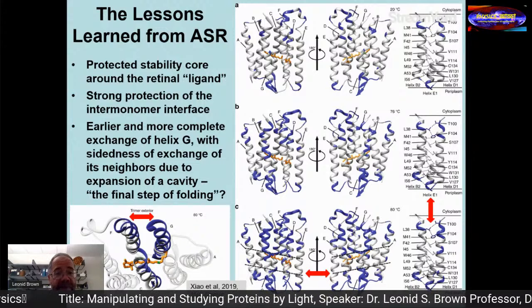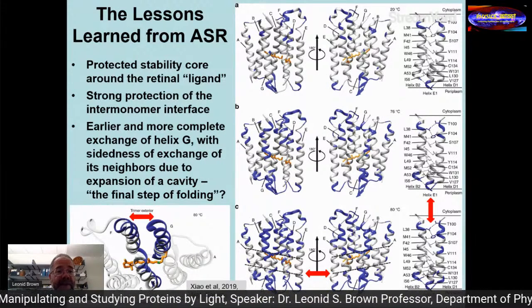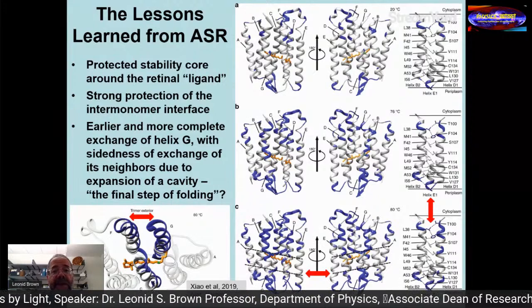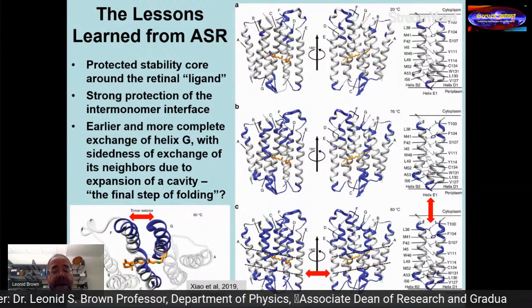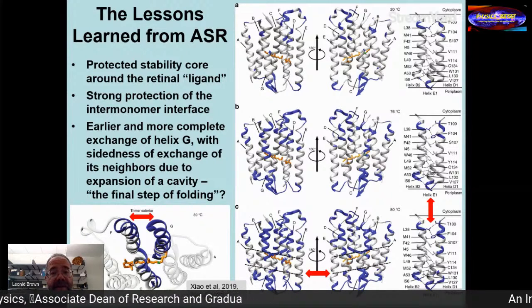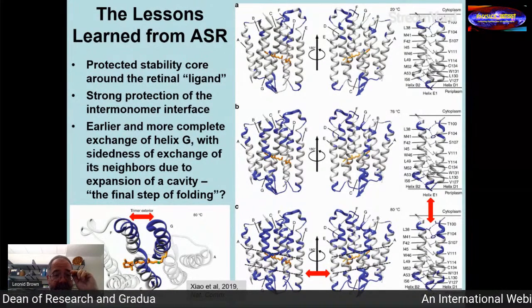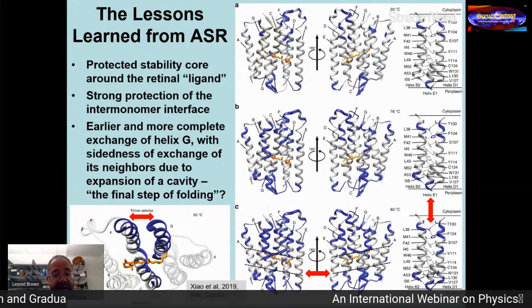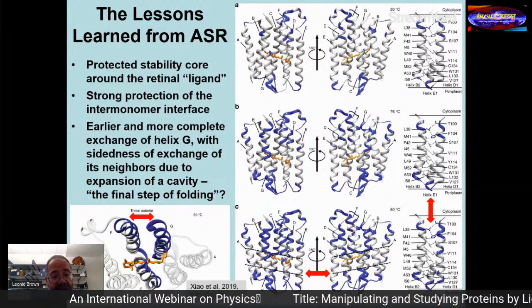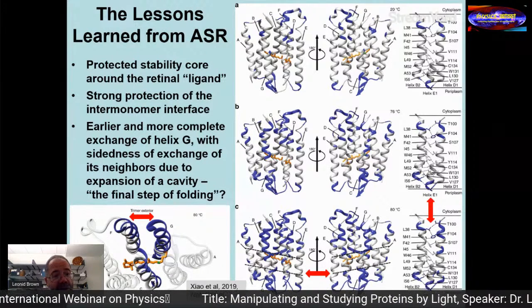So here is the picture of solvent penetration, if you want, at different temperatures. Here you can see at room temperature, solvent is mainly outside. Then you heat it up to 76 degrees. You see much bigger penetration. And then at 80 degrees, it's even bigger. But we could identify the stability core. This core around the retinal chromophore does not exchange, right?